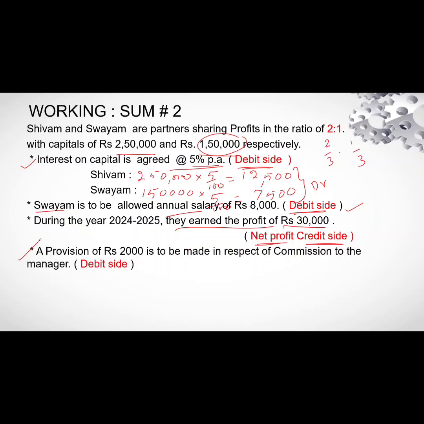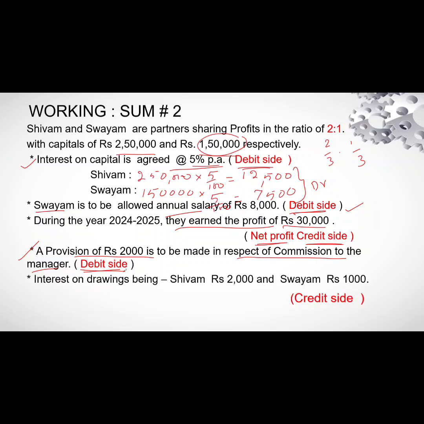Next one is the provision. This is the new adjustment. A provision of rupees 2,000 is to be made in respect of commission to the manager. It is not to the partner but to the manager, but still it is an expense for the firm. Therefore, this amount also will appear on the debit side of Profit and Loss Appropriation account as commission to manager. The next adjustment is the interest on drawings. Again, this is directly given to us, interest on drawings for Shivam 2,000, Swayam 1,000. So it is the income for the firm. Therefore, it will appear on the credit side of Profit and Loss Appropriation account.